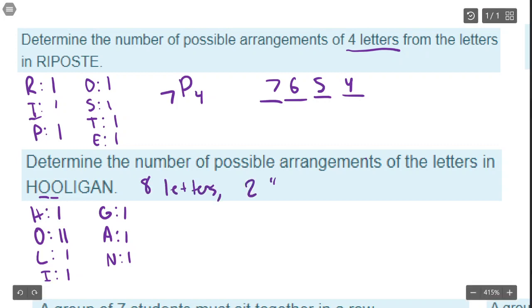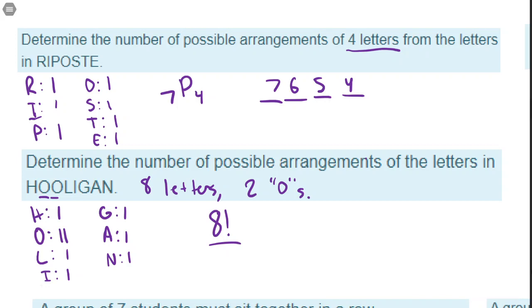And there's 2 O's. So if it was just 8 different letters, then it would be 8 factorial possible arrangements. And the only thing that the 2 O's adds is that we don't care the order that the 2 O's are picked, right? If you pick the first O and then the second O, it shouldn't be counted differently from picking the second O before the first O. They're both just O's, and we don't care which one's which. And so the correct answer is 8 factorial divided by 2 factorial.